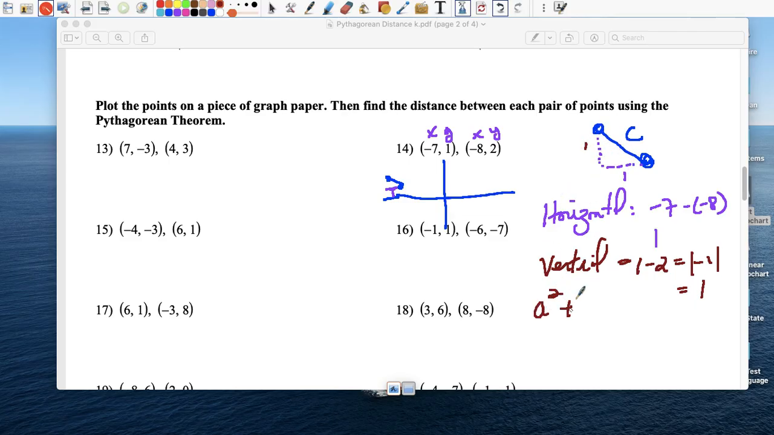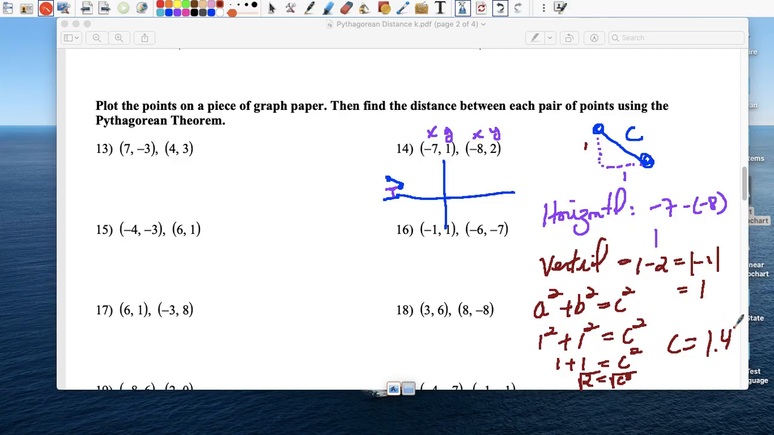So we go a squared plus b squared equals c squared. Notice what we're about to do. We're going to square both legs and add them. So 1 squared is 1 plus 1 squared, which is another 1. Once we add them, we get 2, since 1 plus 1 is 2. We're going to take the square root of both sides, and c equals, and again, we could leave it in radical form, but because I didn't talk about that in class, we're going to leave it in decimal, approximately 1.41.